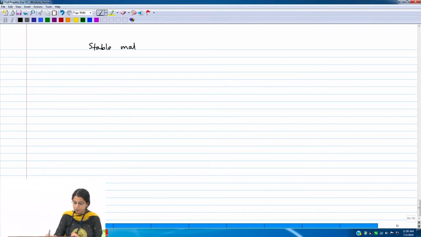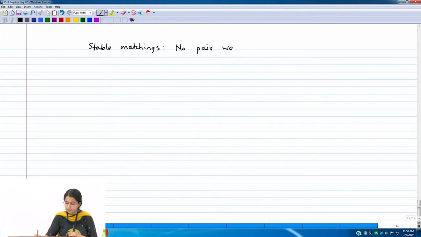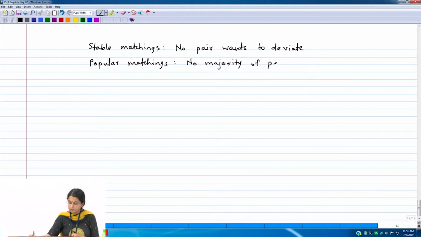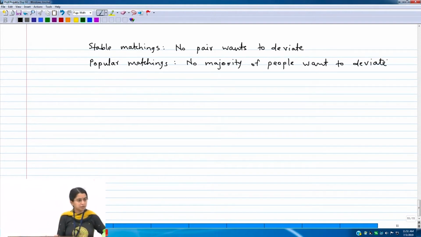So stable matchings have the property that no pair wants to deviate from the matching. Now we want something called popular matchings, where no majority of people want to deviate to a different matching. Okay, so this is the notion of popular matchings that we want to see now.